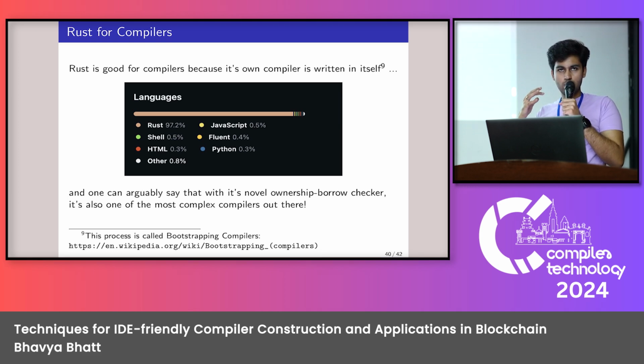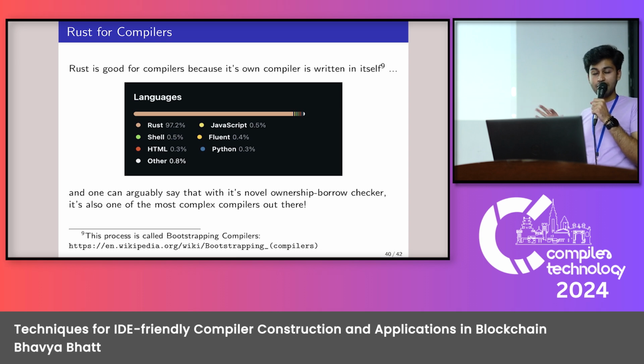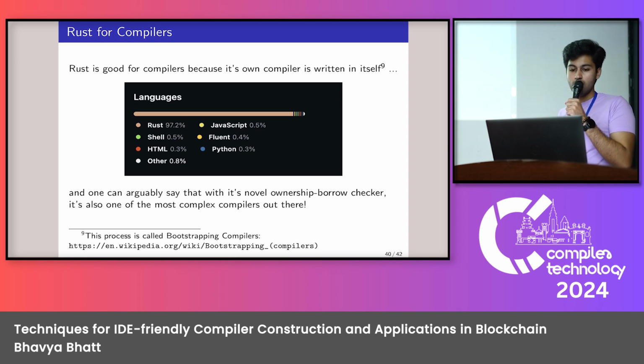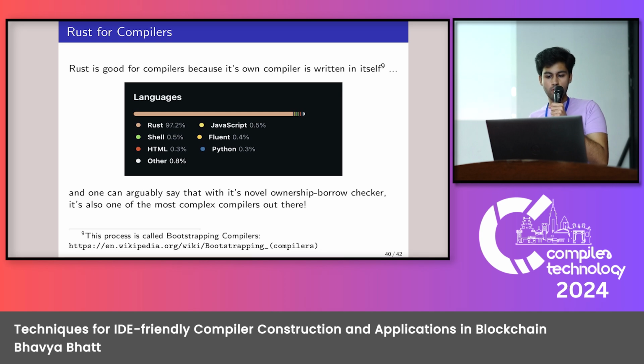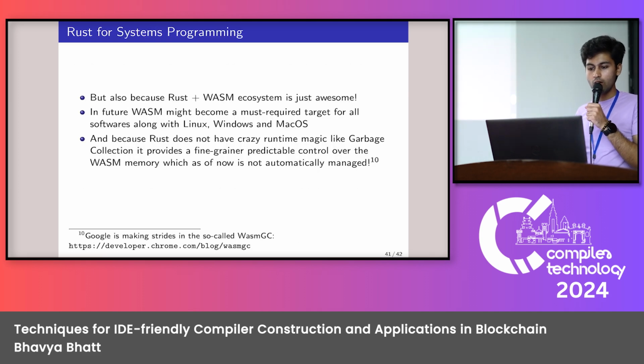First of all, the first software which was written in Rust is Rust itself. It's a bootstrap compiler, and it's 97% written in itself. With its ownership and borrow checker, it means that Rust has implemented one of the most complicated compilers out there. So Rust is probably good for implementing compilers, but even more, the Rust plus Wasm ecosystem is just awesome.